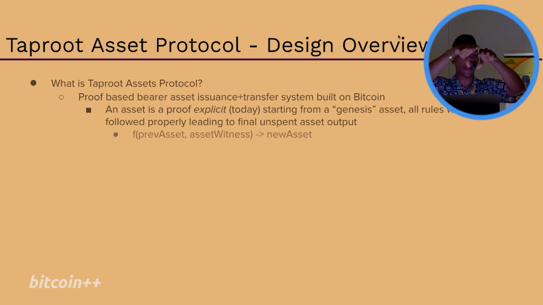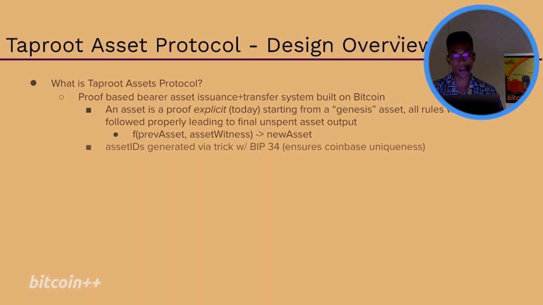And then you start at that Genesis asset, and you walk forward for every single state transition to make sure that all the proofs have actually been followed. Then you arrive at some split output on the other side itself, right? You have a state transition function that looks something like this. You have the previous asset, the asset witness, and then you have the new asset, and then you can go from there, right?